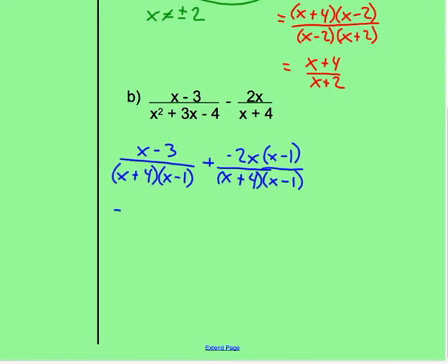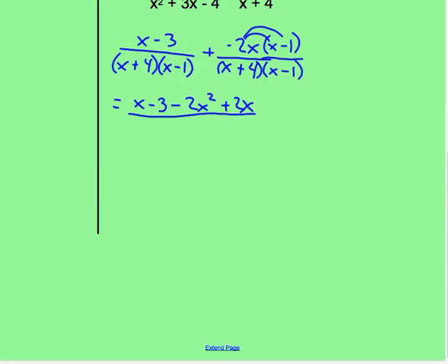Distribute and combine like terms in the numerator. I'm going to write this as one large fraction, even though I will have some like terms after I distribute here. And then I'm going to leave it factored in the denominator in case I can factor my numerator and simplify my fraction. So in the numerator, writing this in standard form.